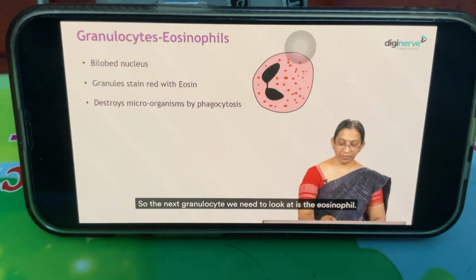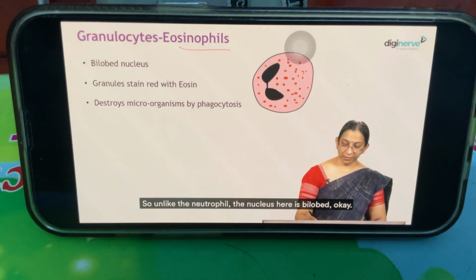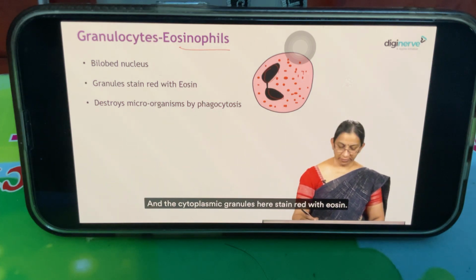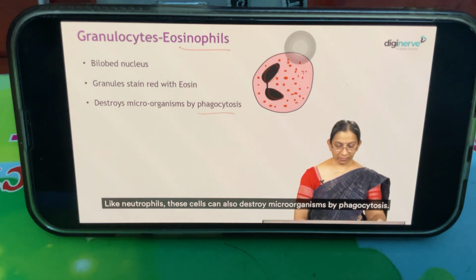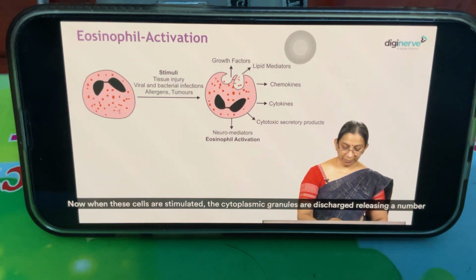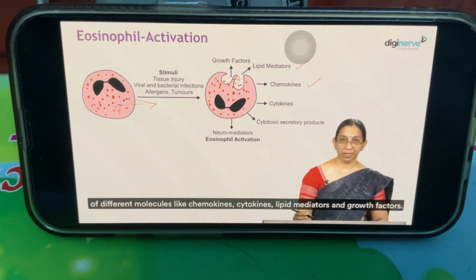So the next granulocyte we need to look at is the eosinophil. So unlike the neutrophil, the nucleus here is bilobed. Okay? And the cytoplasmic granules here stain red with eosin. Like neutrophils, these cells can also destroy microorganisms by phagocytosis. Now, when these cells are stimulated, the cytoplasmic granules are discharged, releasing a number of different molecules like chemokines, cytokines, lipid mediators, and growth factors.